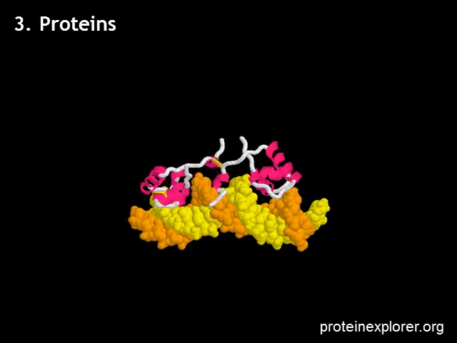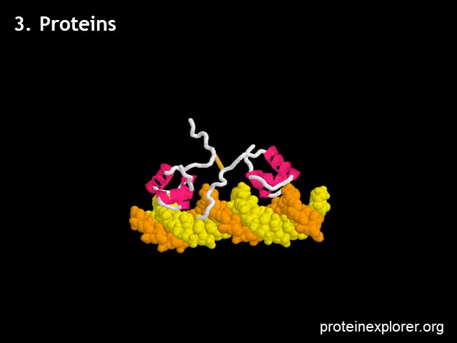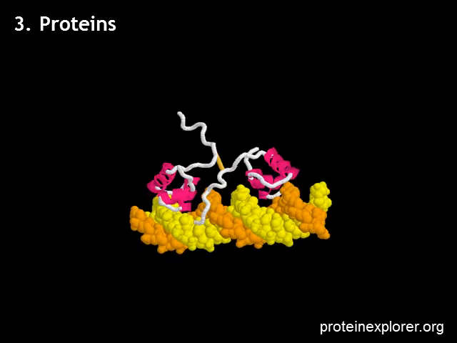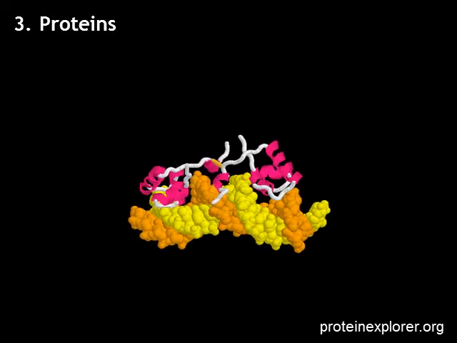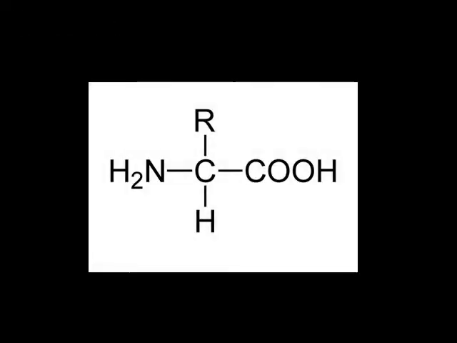Proteins are the most structurally and functionally sophisticated and diverse molecules known. In terms of structure, all proteins are polymers of amino acids. This is what an amino acid looks like. There are actually 20 kinds of amino acids that can be used to make a protein.